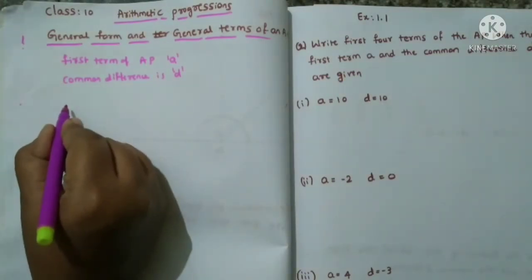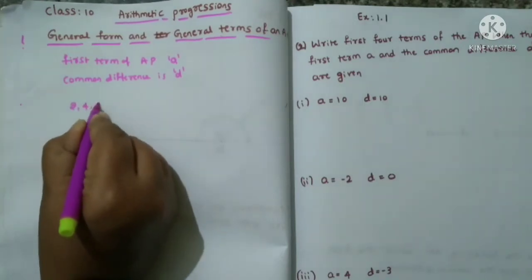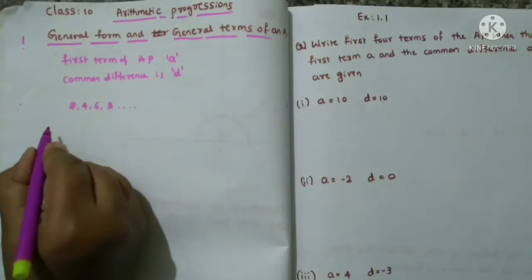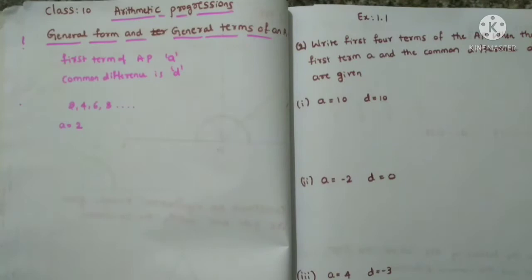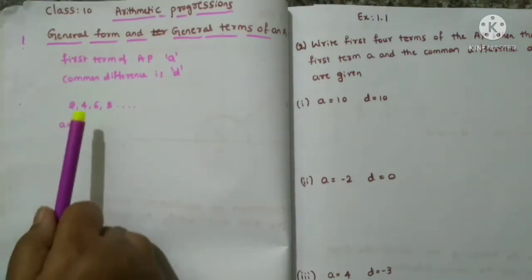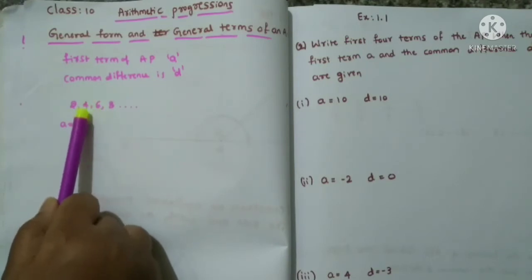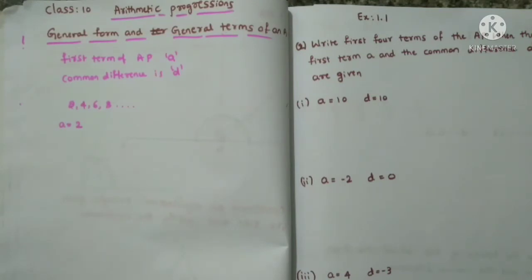So I will write one sequence, that is 2, 4, 6, 8. Here the first term is 2, that is represented by A equal to 2. How will we find the common difference, and whether the given sequence is an AP or not? You find the second term minus first term. You have to find the difference here. Second term minus first term, third term minus second term, fourth term minus third term. Like that we have to find the difference. If you are getting a common difference, then only we can say it is an AP. I already told you that.